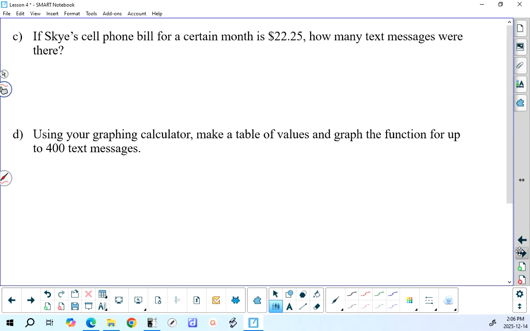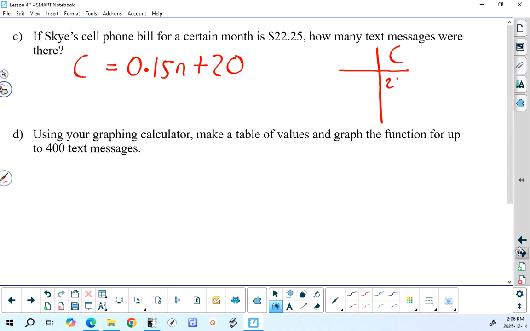If Sky's cell phone bill for a certain month was $22.25, how many text messages were there? Listen, even though we're talking about function notation, when we're answering questions like this, there's no need to use the function notation. This is simply saying, if the charge is $22.25, what is the value of n? So we're going to put $22.25 in here.